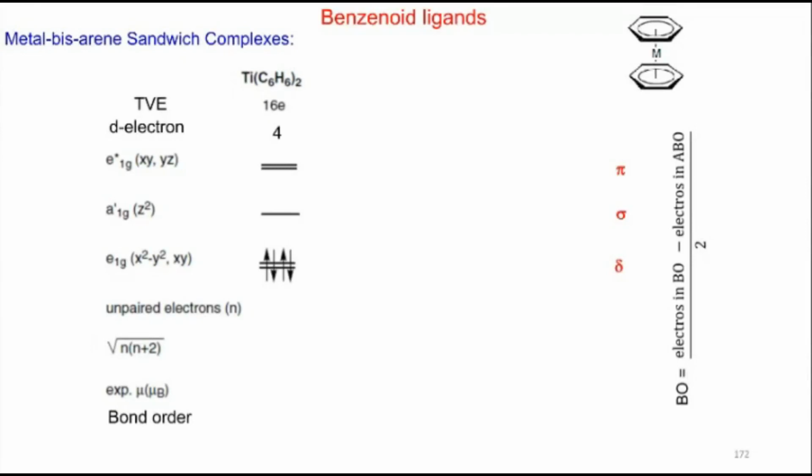Therefore, it doesn't have an unpaired electron. Therefore, the magnetic moment becomes 0, it's a diamagnetic compound. That is exactly what happened. And the bond order is 4 minus 0 divided by 2, that is equal to 2.